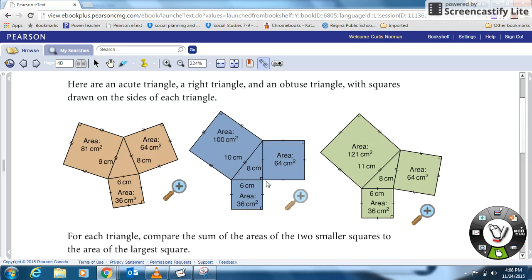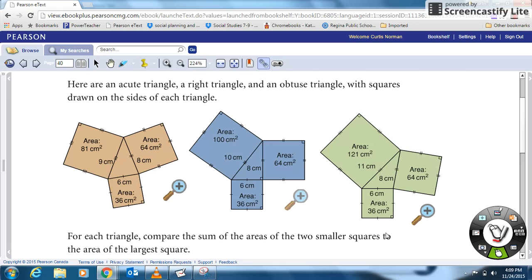Let's go over here to the blue one. Same thing, we have a side length of 6, a side length of 8, and a side length of, this time, 10 centimeters instead of 9. Well, 36 plus 64 is 100, and guess what? The area of our hypotenuse is 100. So that tells me it fits the a squared plus b squared equals c squared model, which is Pythagorean's theorem, which means that this angle right here is a right angle, or 90 degrees. You can tell it has a little square there, and that's the giveaway that it's 90. So the blue triangle is a right triangle.